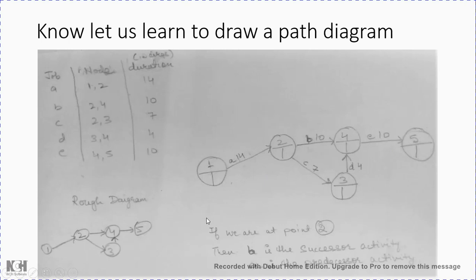Now one more thing we can explain is what a successor activity and a predecessor activity are. Let's say this is the event I am standing at, that is 2. Then A would be the predecessor, and B and C would be the successors. I hope the basics are clear. These basics need to be learned before we move on to calculating the critical path or finding other insights into the path diagram, which we will take up in the next lecture.